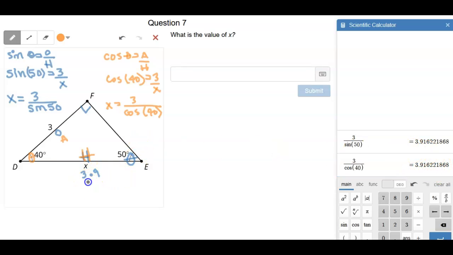So it doesn't really matter whether we do sine of 50 or whether we do the cosine of 40. Both of those two will give us the same answer.